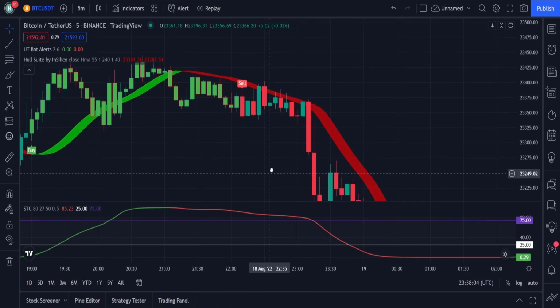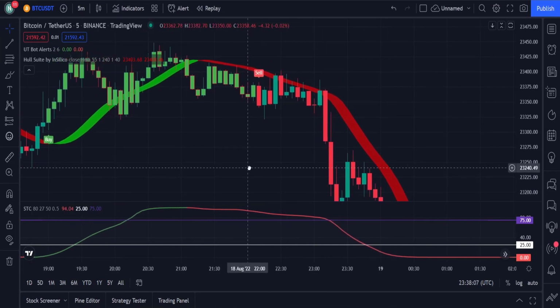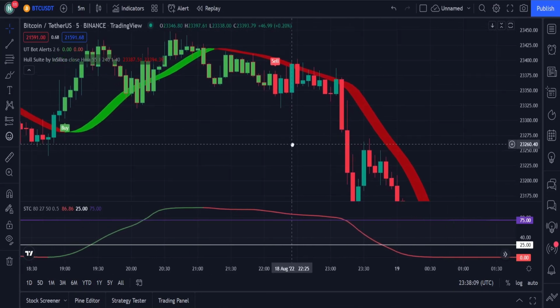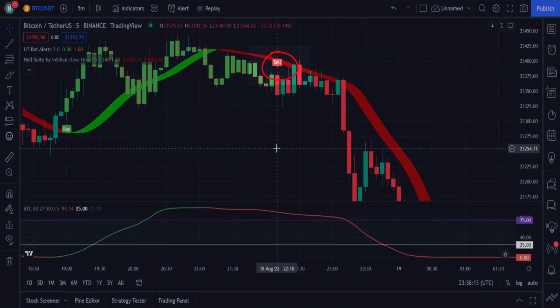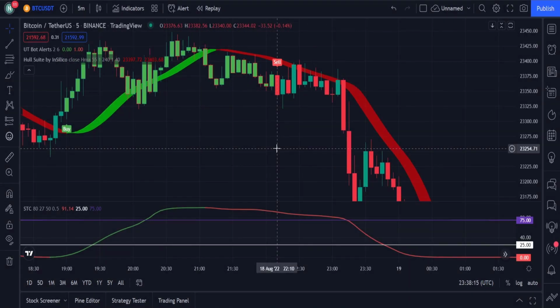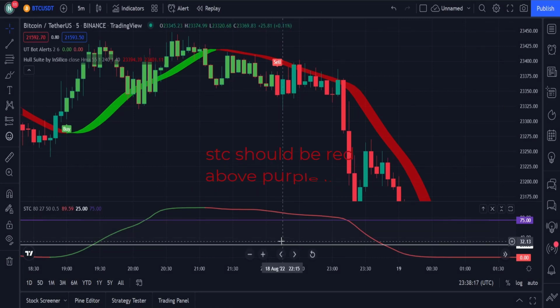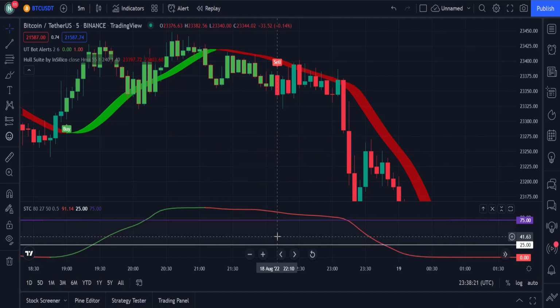Alright. So here's a great example of a short trade. Now let's take a look at the rules for the short trade. Number 1, you need to have a sell signal like this. Number 2, STC should be red, above the purple line, and should be pointing down. Number 3, the whole suite should also be red.